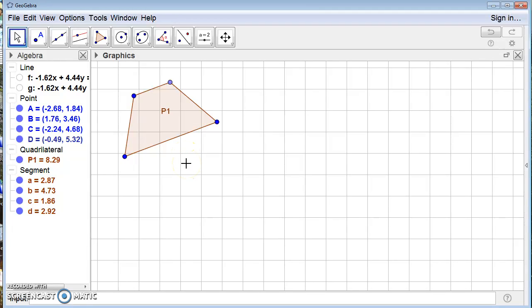Okay, so next we're going to try to create a rectangle. Rectangles are parallelograms, so both pairs of opposite sides are parallel and congruent, but it also has all right angles. All the angles are right angles.